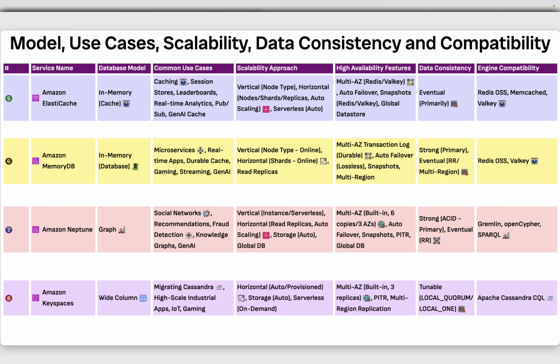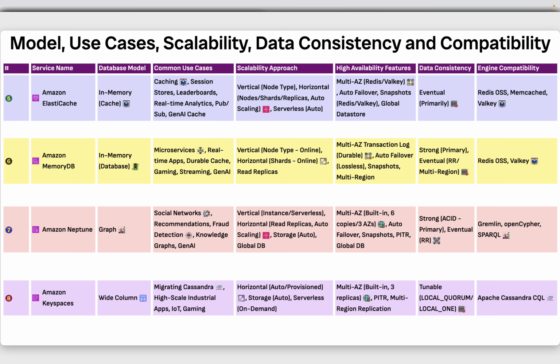Next comes Amazon Keyspaces, and this is a wide column database. So basically Keyspaces, you just remember it's a Cassandra database. So if you just remember all what you can do with Cassandra, you will be able to answer all the questions. So common use cases are if you are migrating from Cassandra, you can straight away go to Keyspaces.